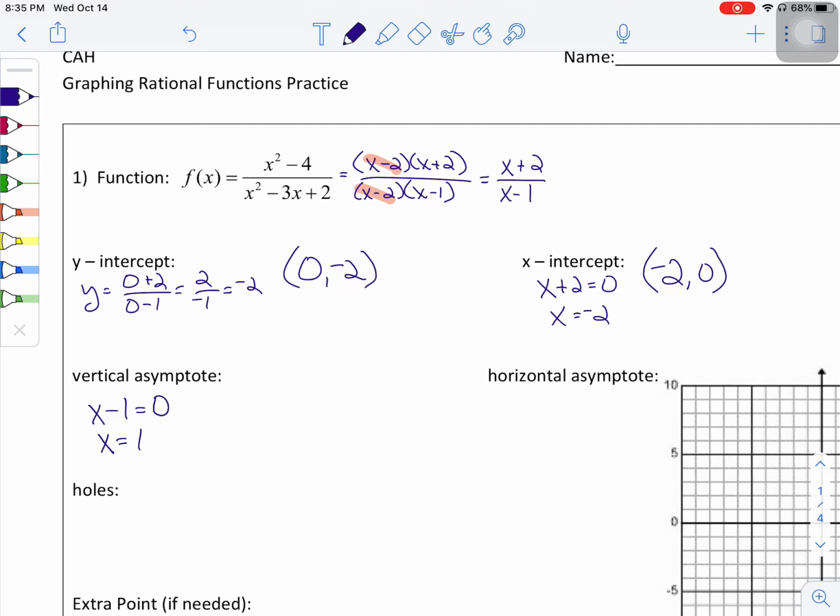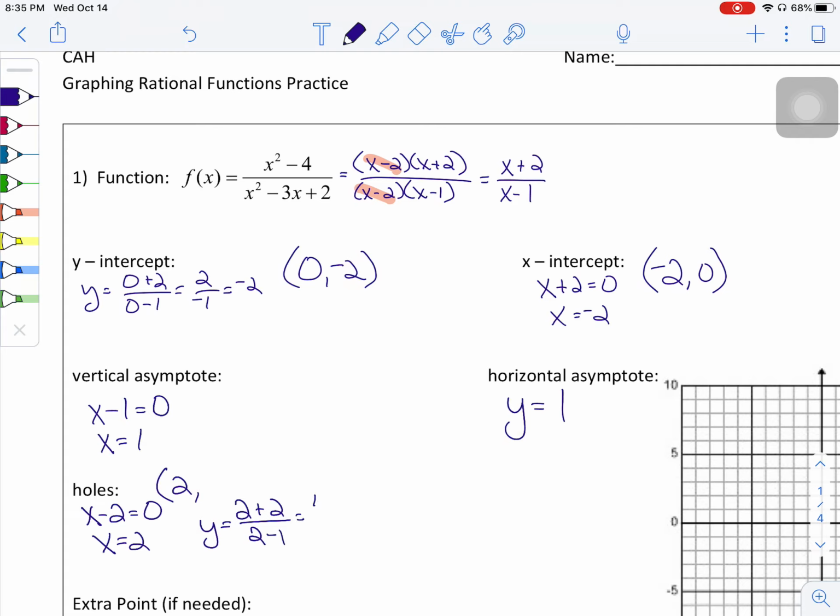Horizontal asymptote, my leading terms are both either x squareds from the original or x's from the simplified, which means I can just divide the two leading coefficients. I'm going to have a horizontal asymptote of y equals 1. There is a hole in this graph, so I'm going to take the piece that I canceled, set it equal to 0. So that gives me half of my location. My other half, I'm going to take that x value of 2 and plug it into the simplified version. So that's going to be (2, 4).